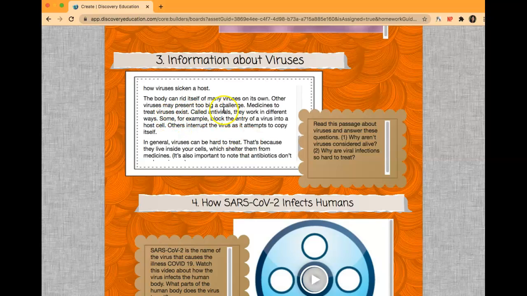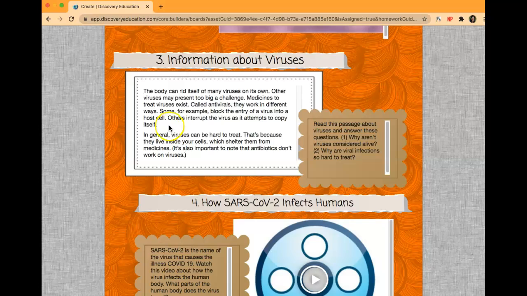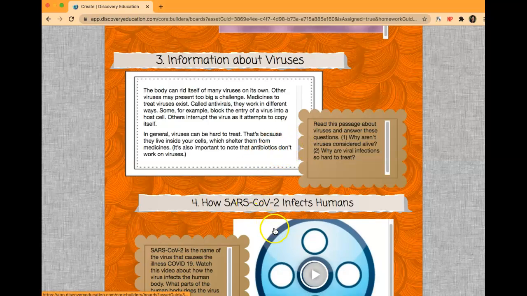The body can rid itself of many viruses on its own. Other viruses may present too big a challenge. Medicines to treat viruses exist. They are called antivirals. They work in different ways. Some, for example, block the entry of a virus into a host cell. Others interrupt the virus as it attempts to copy itself. In general, viruses can be hard to treat. That's because they live inside your cells, which shelter them from medicine. It's also important to note that antibiotics do not work on viruses. So I'll read that passage and answer these questions, or you can reread it.